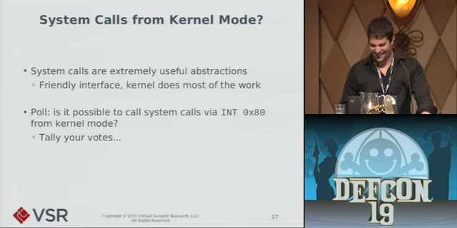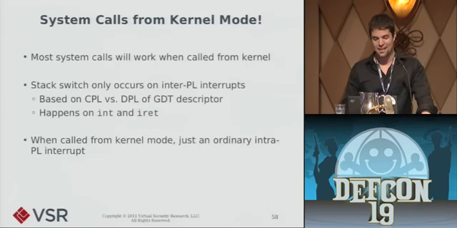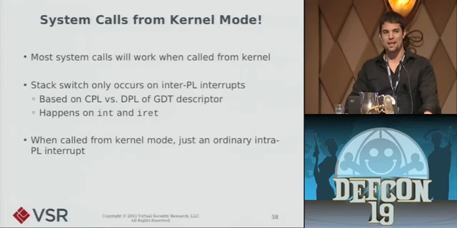Thanks for being honest. It turns out that most system calls will work perfectly fine when you call them from the kernel. The details of this, you just need to know some x86 trivia, but basically the problem that I thought might arise has to do with the fact that when you transition from userland to kernel mode, you switch stacks to a kernel mode stack, and I thought that might screw things up. But this stack switch only happens when you're changing privilege levels. So if you make a system call from kernel mode, you just skip the stack switch and use whatever stack is still there.